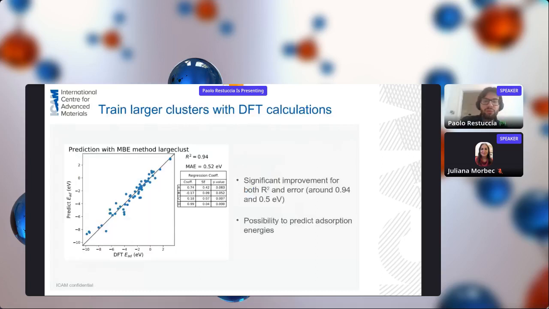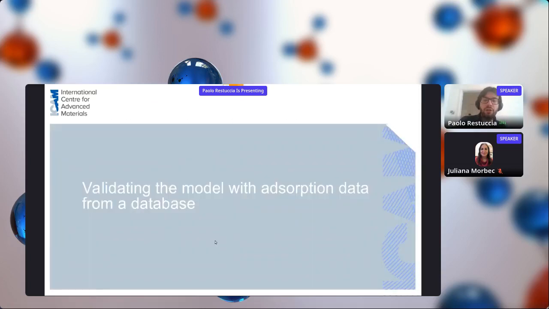So when we are using this larger cluster approach, we have another increase of the correlation coefficient. Now it's around 0.94, which is very, very good, and the mean absolute error is now around 0.5 eV. So this is just the training part. We just train the model to be effective, consistent, and reasonably good in the prediction of the adsorption energy. Now what we try to do next is validate the model.